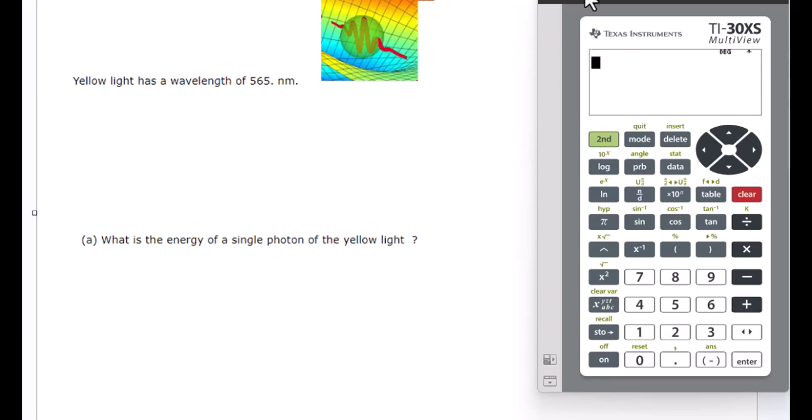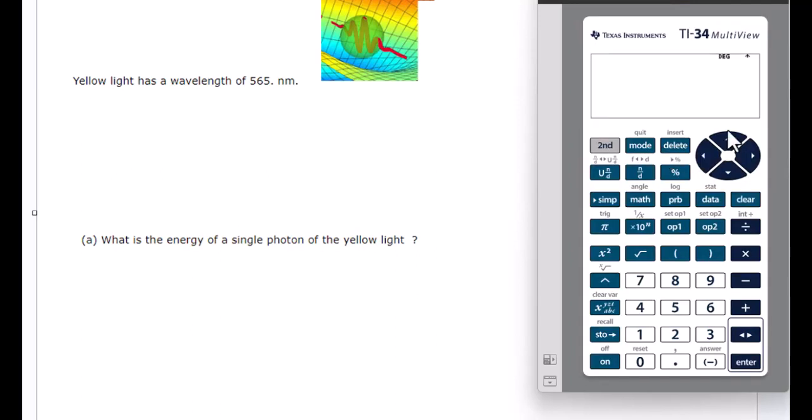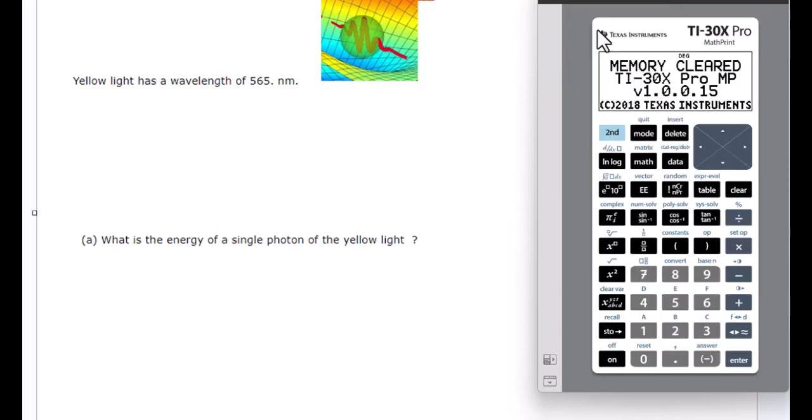Well, first of all, there's a little bit of variation on the TIs. There's a TI-34 scientific calculator that I have here, and then there's the TI-30Xs that are here, and also we've got the 30Xs with a Pro and Plus. The Pros and the Pluses have an EE button for scientific notation.